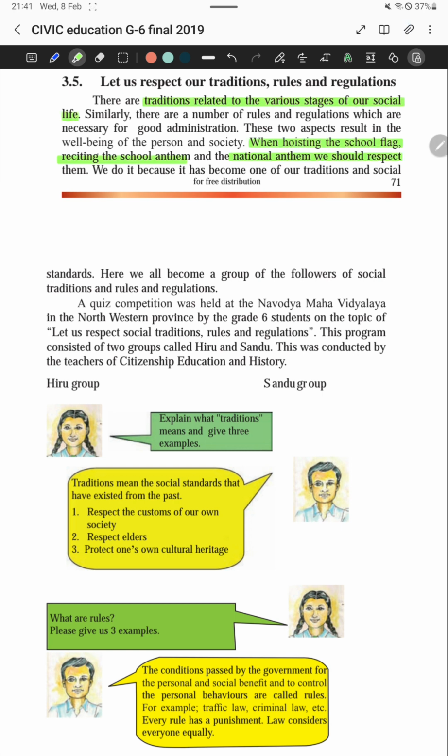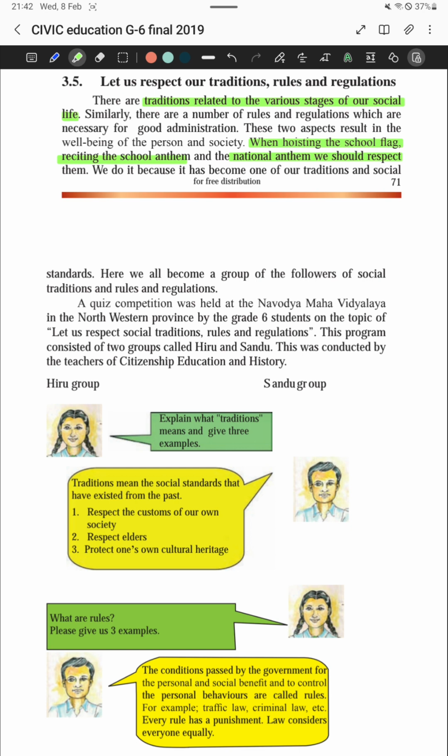When you are concerned about these traditions, they are related to the various stages of our social life. From the past, you get the traditions. For example, when the national flag, school flag, or any country's flag is hoisted, you know that you have to stand straight. That is not a rule or a regulation. That is a tradition that we have followed. When you are saying the school anthem or the national anthem, you have to stand straight and sing it. That is not a rule or regulation. That is a tradition that came from the past up to the current situation. That is how you understand the meaning of a tradition.